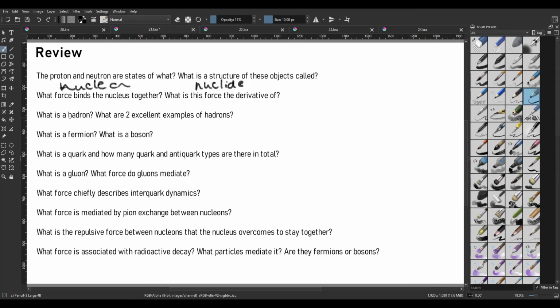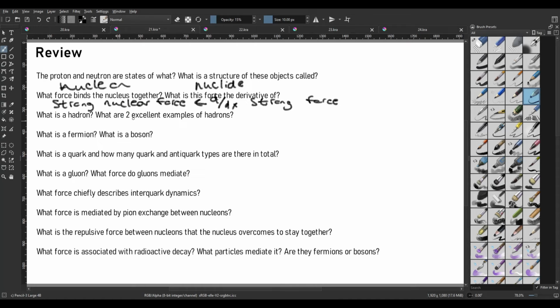What force binds the nucleus together? What is this force the derivative of, so to speak? The force that binds the nucleus together is the strong nuclear force. Strong nuclear force is, in a way, the derivative of the strong force, the strong interaction. We know that the strong nuclear force refers to the nucleus because it has nuclear in the name, and nuclear describes in relationship to the nucleus. So the strong nuclear force is, quote, the leftover of the strong force, and that's what holds the nucleus together.